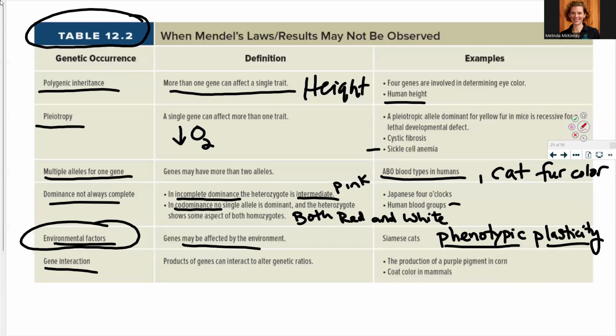Then the gene interaction. Epistasis was the example. That's where you have a gene on one chromosome, in this case pigment deposition, that affects the expression of another. So if you have a gene that blocks pigment deposition, then you're going to have an albino or similar type of organism, even if you have this gene.